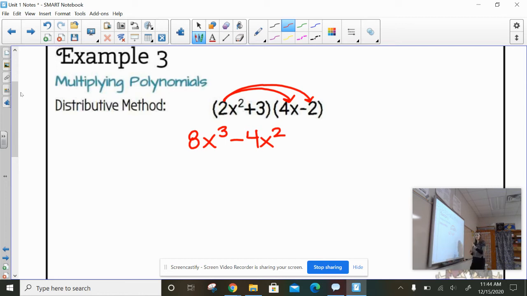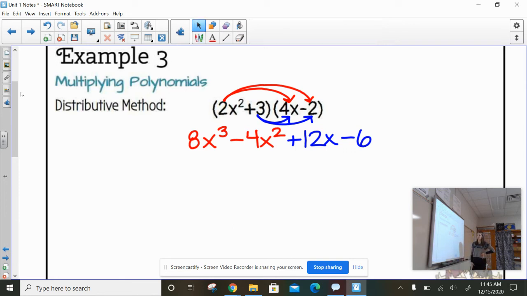Okay. So that takes care of the top. I'm going to write the bottom in a different color. So now I've got to do 3 times 4x. 3 times 4 is 12, bringing the x with it. And then 3 times negative 2. 3 and negative 2, that is negative 6. So then you look for like terms. Okay, all of these have a different exponent, and that has no letter at all. Okay, so this would be your final answer for that problem. Okay, and then I'll do one more distribution with you, and then you can choose which method you prefer.